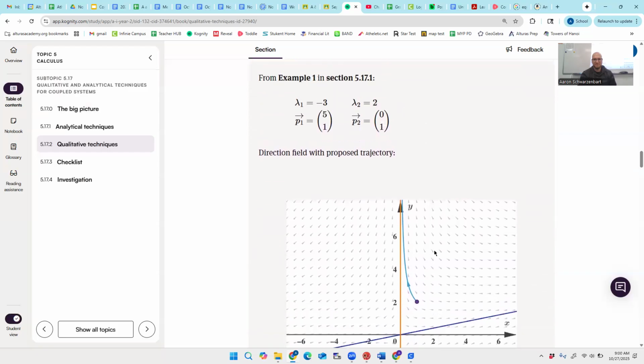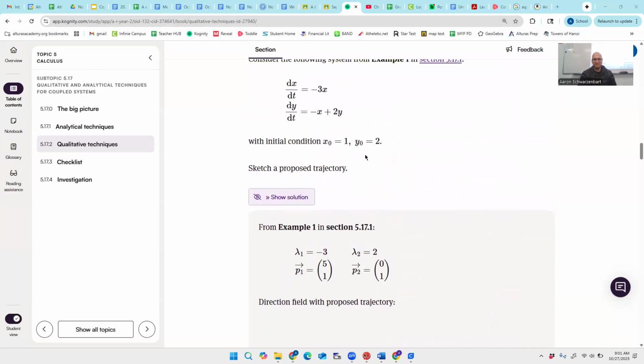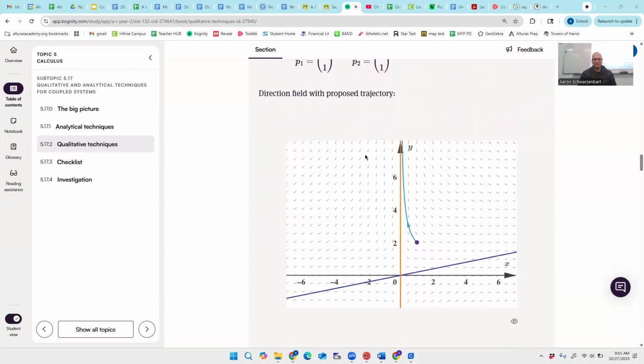5, 1, is that correct? 0, 1 means it goes 0 on the x, that's a vertical line. Anytime x is 0, it's vertical. Anytime y in an eigenvector is 0, it's horizontal. The larger eigenvalue is here, so it asked me starting value. 1, 2. So that's where I'm starting from. That's my point. It isn't on the blue eigenvector, so it's going to trend towards the orange eigenvector.